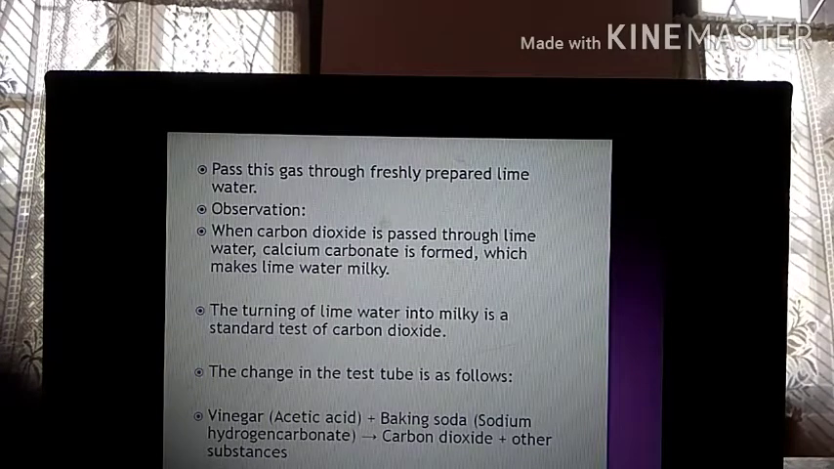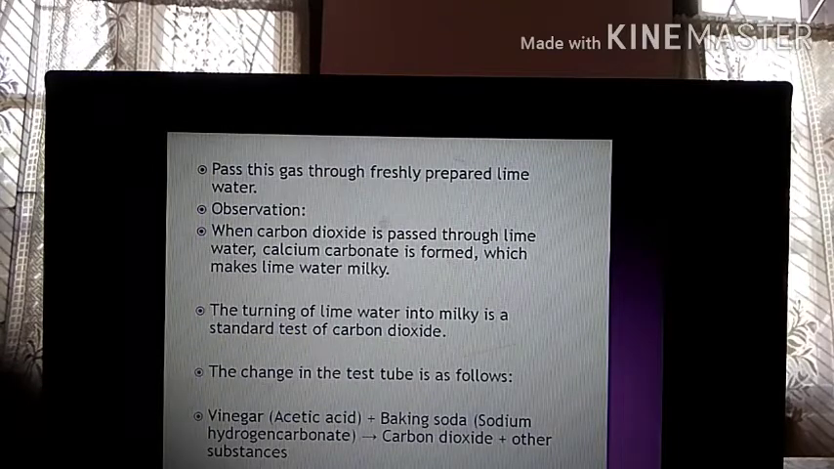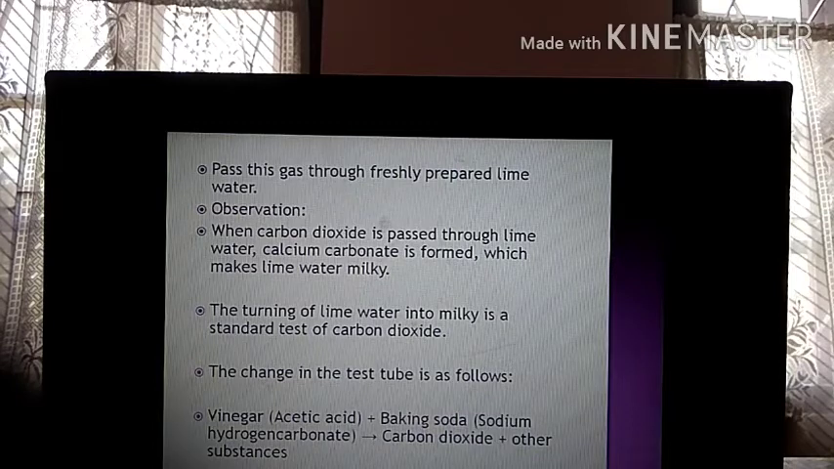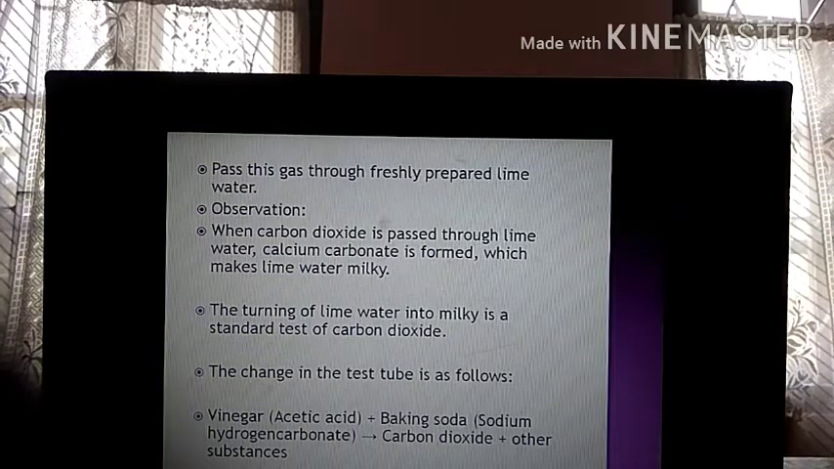The hissing sound you will hear is because of the carbon dioxide gas getting released when you mix vinegar with baking soda. That carbon dioxide gas you need to pass through lime water. Lime water means the solution of soon and water, as I told you. That will be a white transparent solution. But once you pass that carbon dioxide gas through lime water, you will find it will become completely white cloudy. It will become like a milky solution.